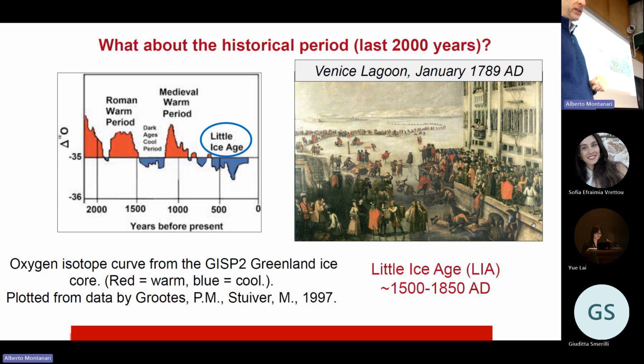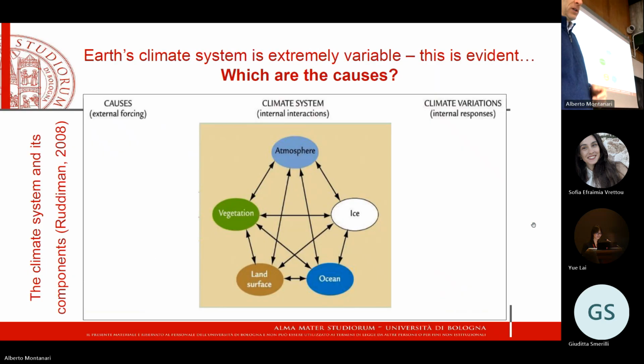Okay, anyway, around 1500, people in Venice had fun skating on the Venice Lagoon. This never occurred after that, okay? So, what is our conclusion so far? Earth's climate system is extremely variable, clear, okay?